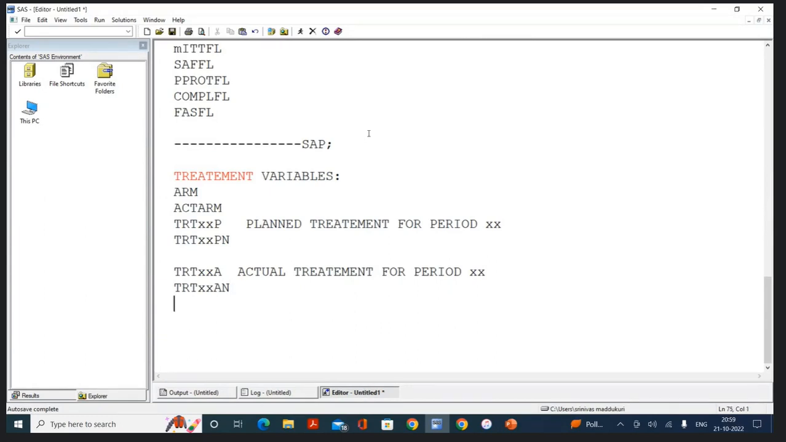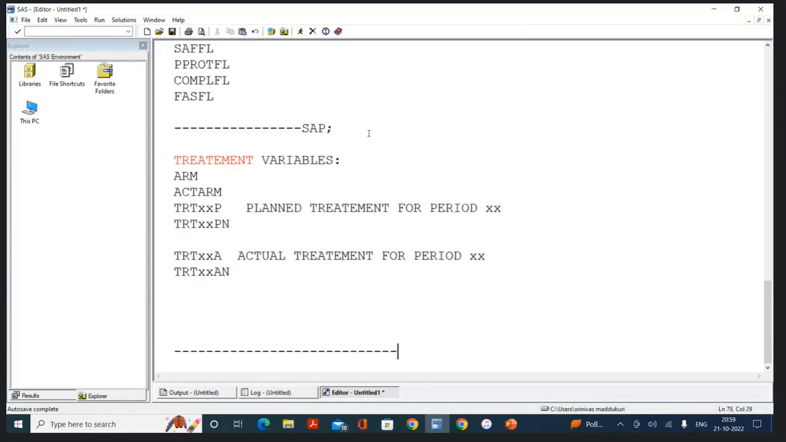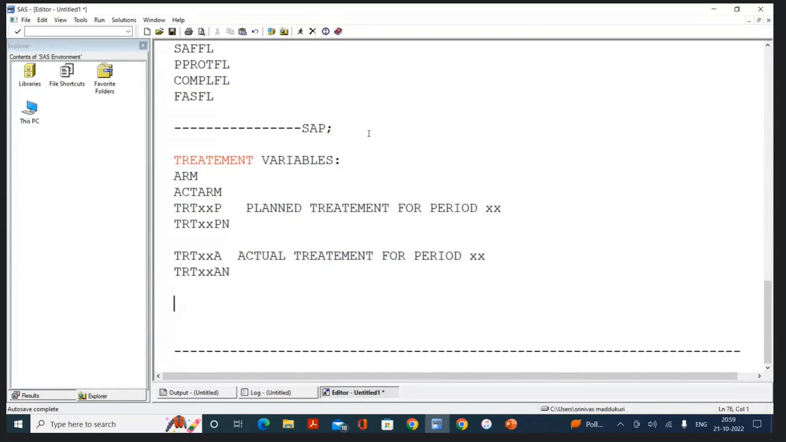Now, where do we require these variables? I'm giving an example here. This is one study. In this study, I want to give, say for example, drug A, and after some time, I'm giving drug B. Now tell me, is it a parallel study or a crossover study?